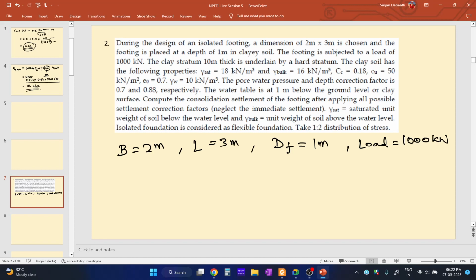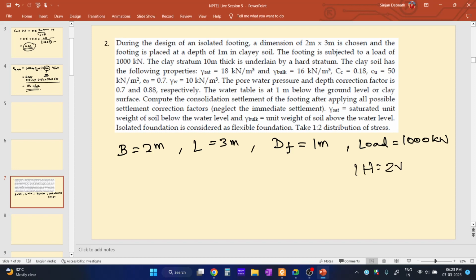So, compute the consolidation settlement of the footing after applying all possible settlement corrections. Neglect immediate settlement. Okay, so we need to find the consolidation settlement, and the distribution of stress is 1 is to 2. Here 1 is to 2 means 1 horizontal to 2 vertical. I will show you how to solve this problem.